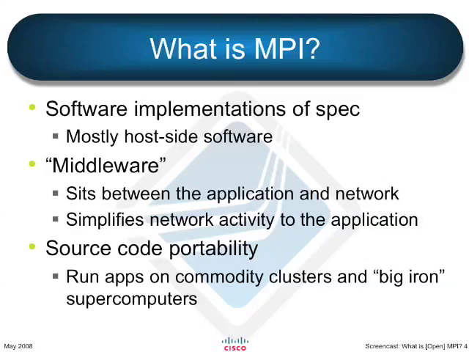And one of the big goals of the MPI middleware is that it simplifies network activity to the application. And what I mean by that is that we abstract away: Do you have shared memory? Do you have sockets? Do you have some other kind of network? MPI kind of hides all that from the application and presents a very simple interface to the application for moving bytes between processes.